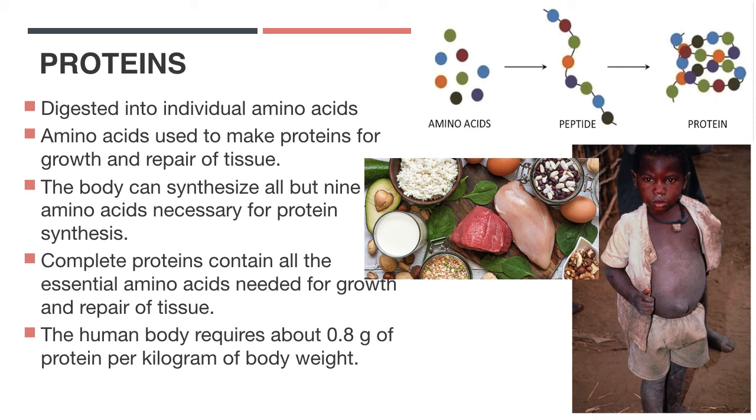If we're talking about consumption of protein, which we'll talk about in a later chapter, in general, it's thought that the human body needs about 0.8 grams of protein per kilogram of body weight. Protein deficiency can be a big problem. It can lead to slowed growth and development, discoloration of the skin and hair, and also a distended and swollen abdomen.